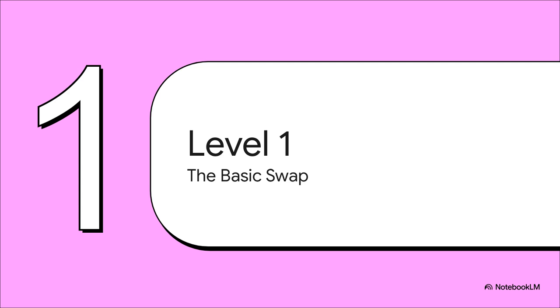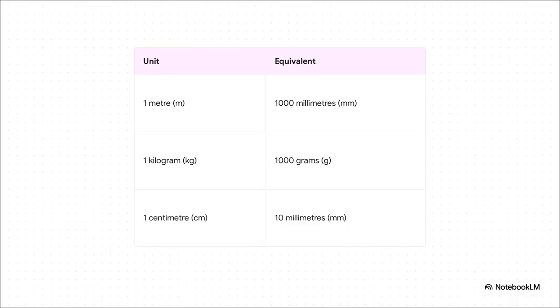We'll start at level 1, the basic swap. This is the simple, one-dimensional foundation that everything else is built on. Okay, this should look pretty familiar, right? These are the absolute fundamentals we all learned. A meter is 1,000 millimeters, a kilogram is 1,000 grams. It's just a simple, direct relationship.